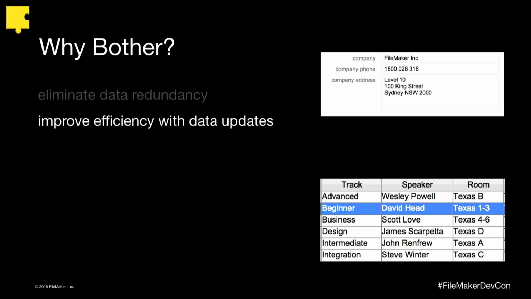The second reason why you bother is to improve efficiency with data updates. So it means that if, for example, FileMaker changes their phone number, we can change that in one place and it propagates to everyone who works for that company, rather than finding everyone who works for that company and changing their phone number.